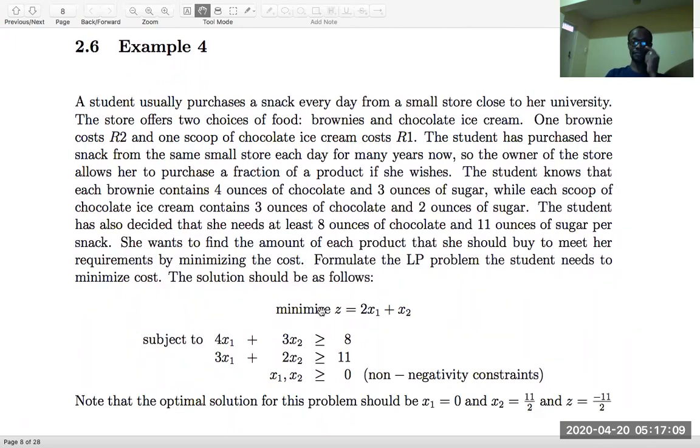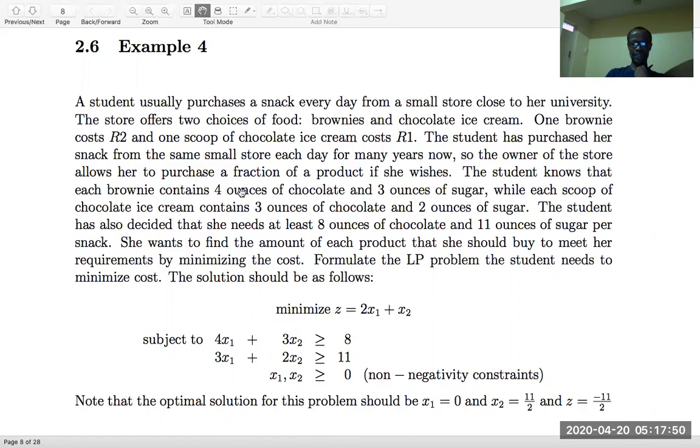So what do we know? What is our decision variable? So our decision variable, we have chocolate and sugar. The student knows that each brownie contains 4 ounces of chocolate and 3 ounces of sugar, right? And then the student has also decided that she needs at least 8 ounces of chocolate. So if you are summing chocolate, you should get 4x1 plus 3x2 is greater or equal. So at least signifies that it's greater or equal to 8, right?